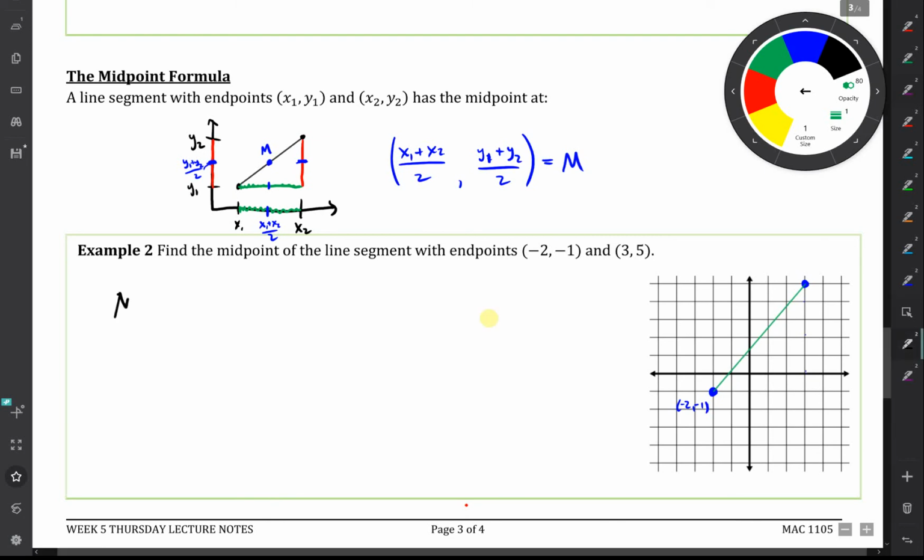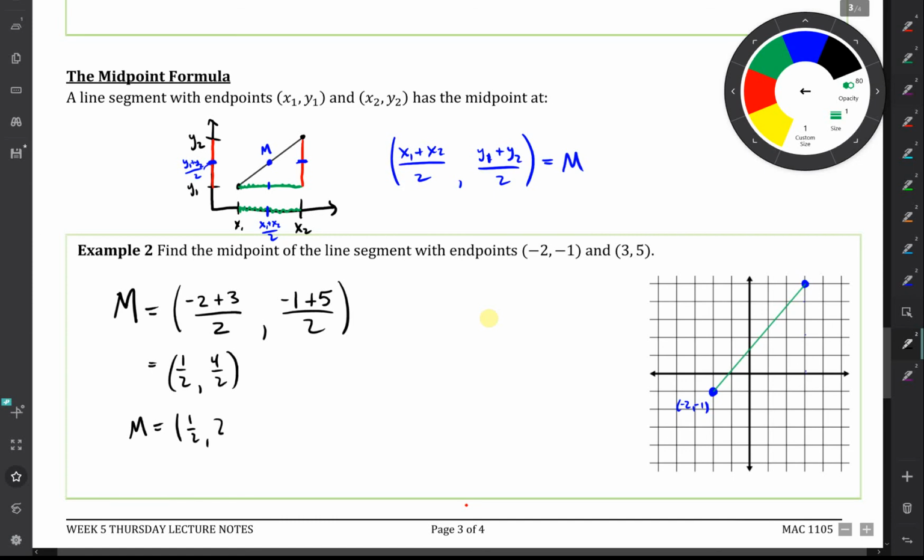So we want to find M, which is going to be the averages of the x's. So that's -2 plus 3 over 2. And then the averages of the y's. So that's -1 plus 5 over 2. And now we simplify. So M is 1/2, comma 4/2, or I'm going to write that as M is 1/2, comma 2.